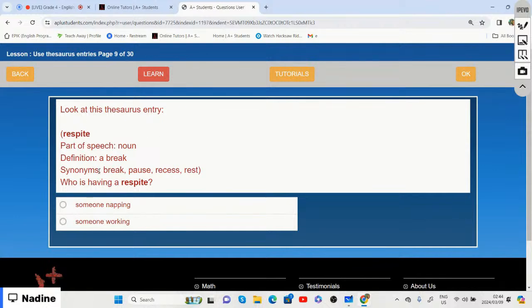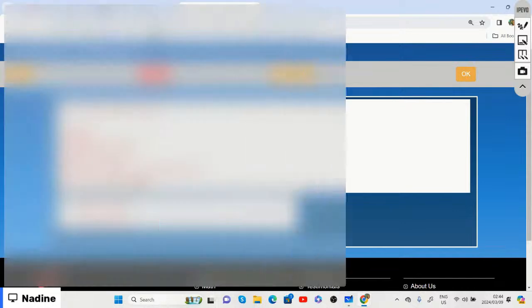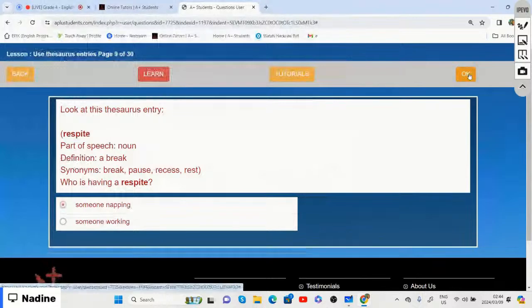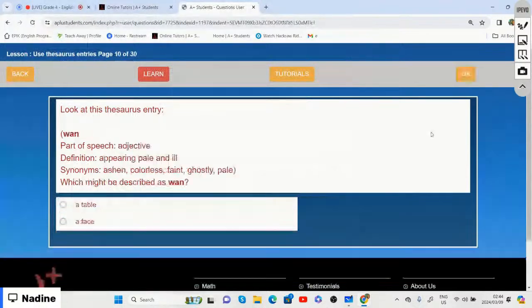So now if we look at the word respite, is it someone napping? Or someone working? Let's go with napping because respite is to take a break. And a break is like taking a nap, it's like resting, right? That is what respite means. So well done, guys. Well done, everybody.